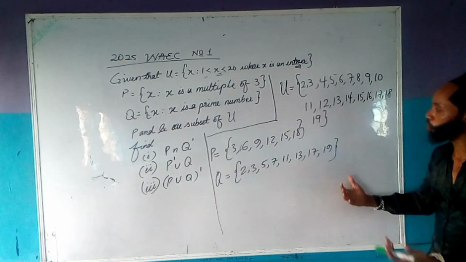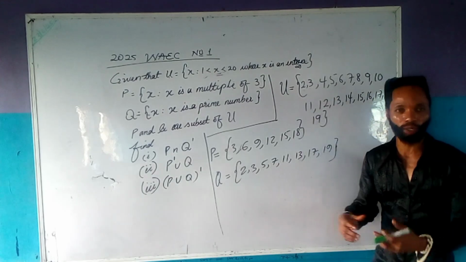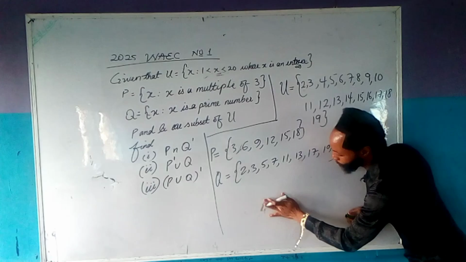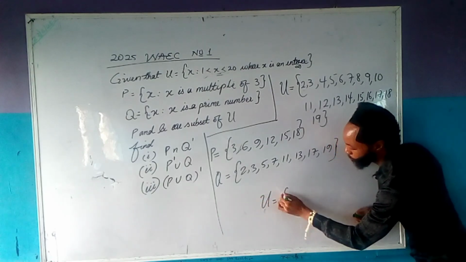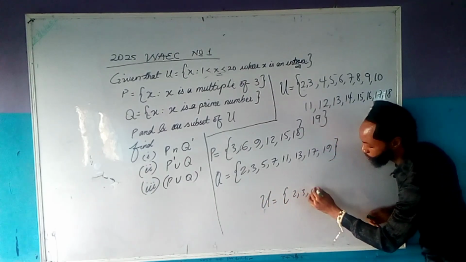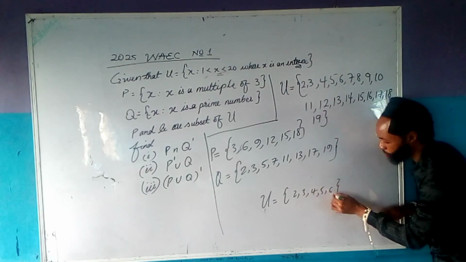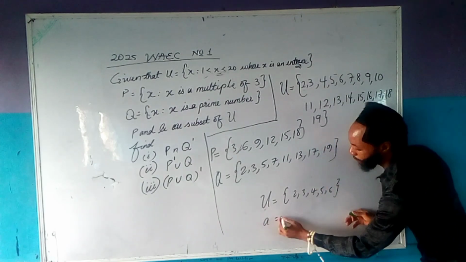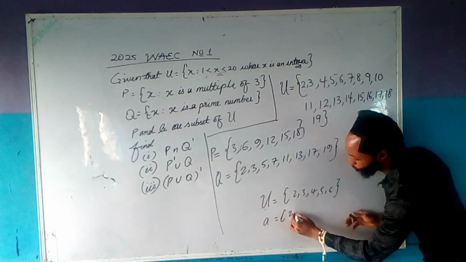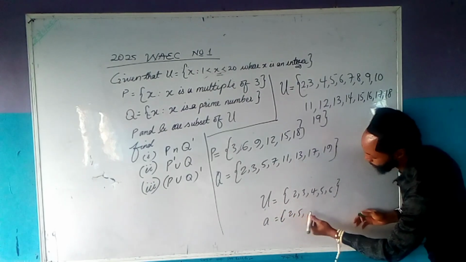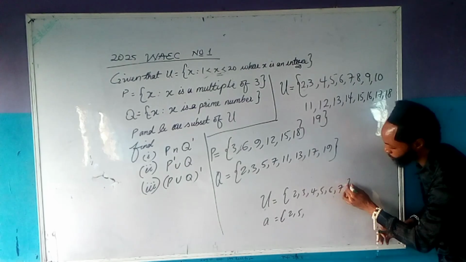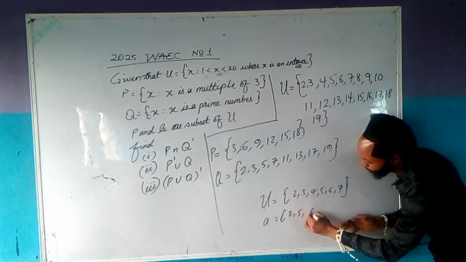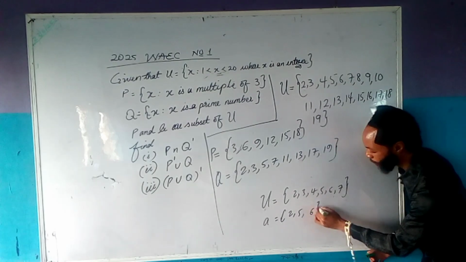Now, for Q complement, one thing you want to note, when they ask you to complement something, look at this. If I give you this as universal set, U equals to what? 2, 3, 4, 5, 6, 7. And A is a subset of U. And A is 2, 5, and 6.